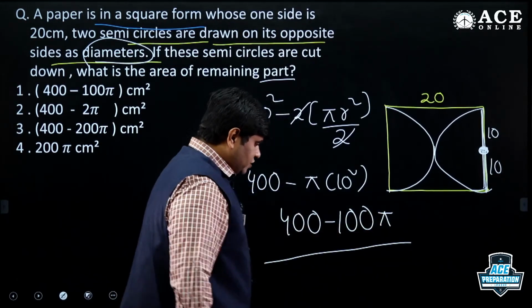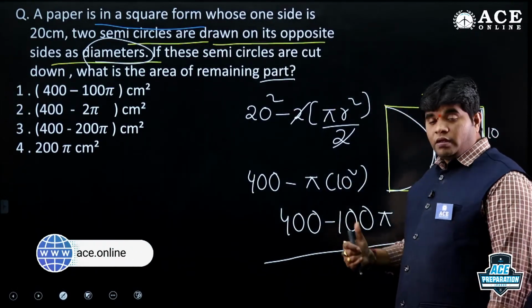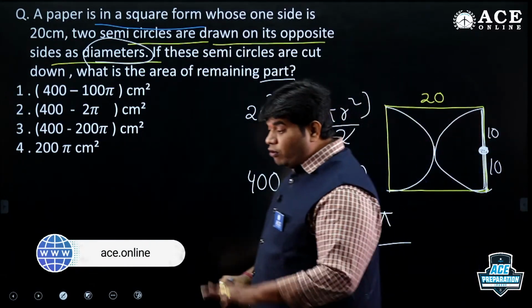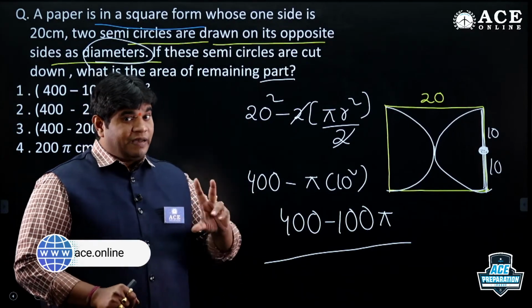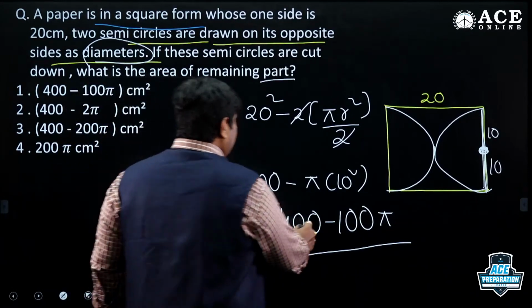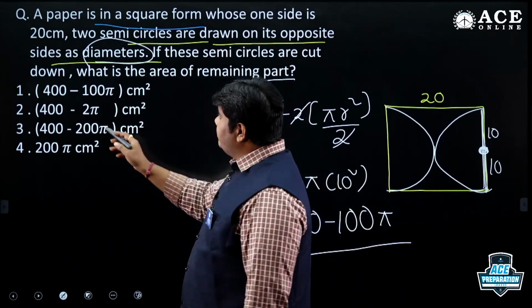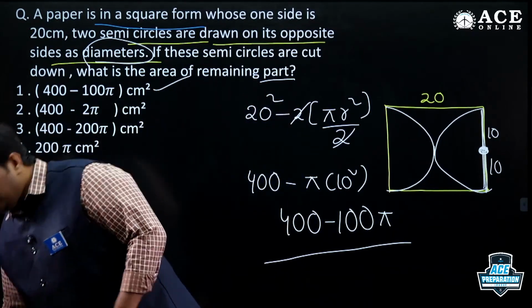This is the concept, friends. Are you getting it? This type of concept was also given 4 times in SSC CGL. Observe the concepts, each and everything. 400 minus 100 pi. So option A. Got it, friends? Next.